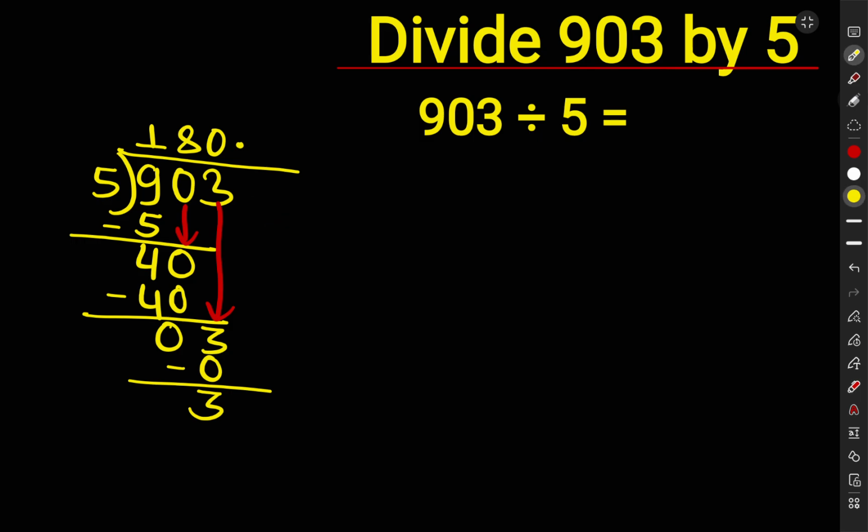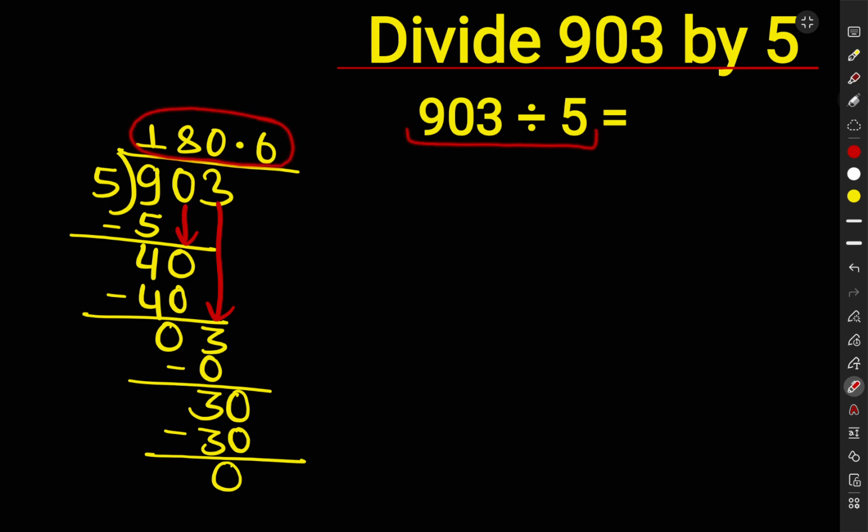So we take a decimal here so that we can put 0. So it is 30 and 5 times 6 is 30. On subtracting we get 0. So 903 divided by 5 is 180 decimal 6.